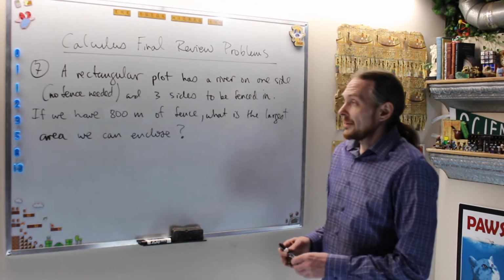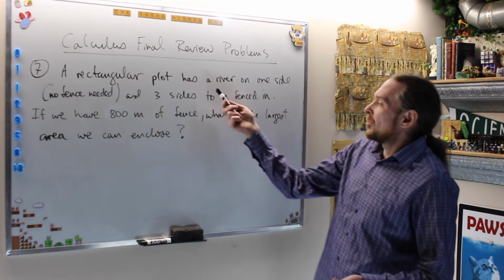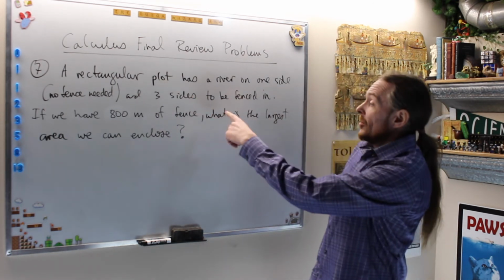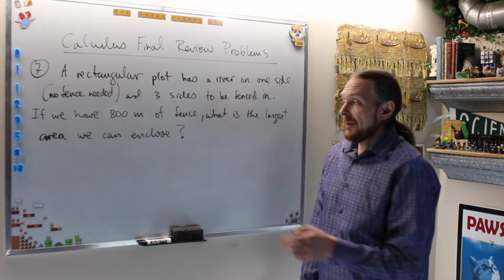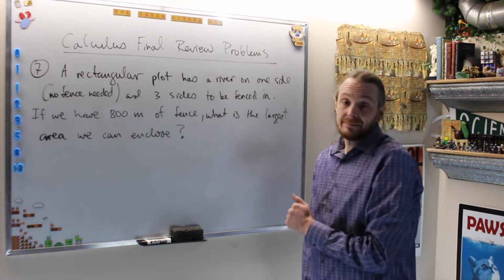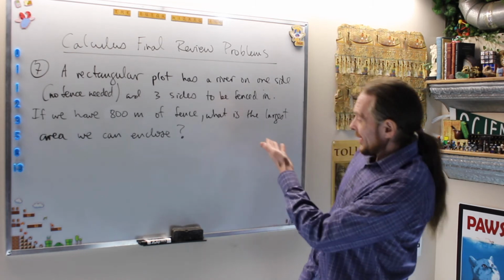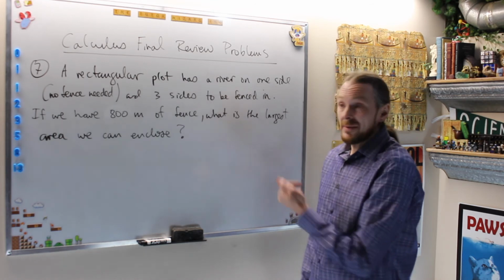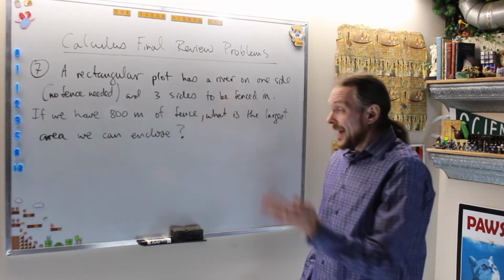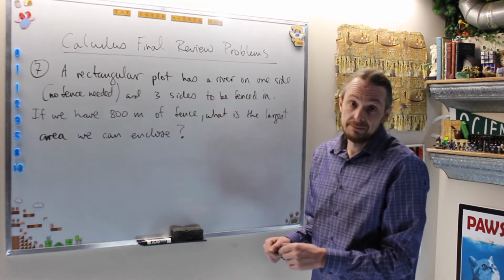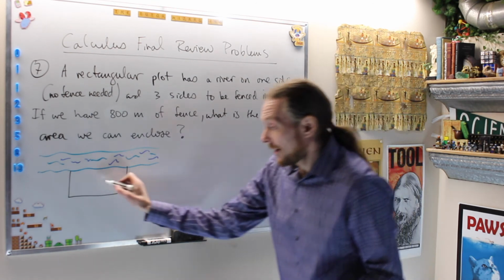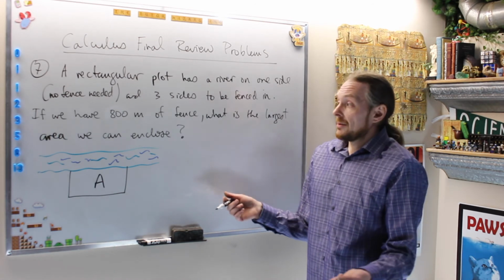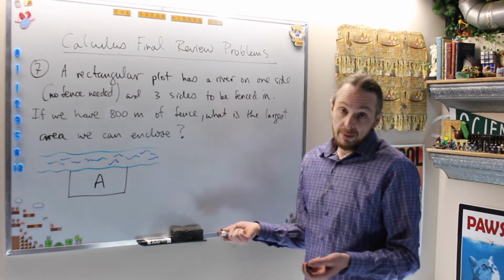What we're going to do is, it says I have a rectangular plot, has a river on one side, so we don't need a fence for that part, and we have 3 sides to be fenced in. If we have 800 meters of fence to use, what is the largest area, and therefore possibly what are the dimensions of that area or the rectangle that we're going to make, having the 3 sides to enclose? And we want to know what's the maximum area we can create if we have 800 meters of fence, which is going to be the perimeter.